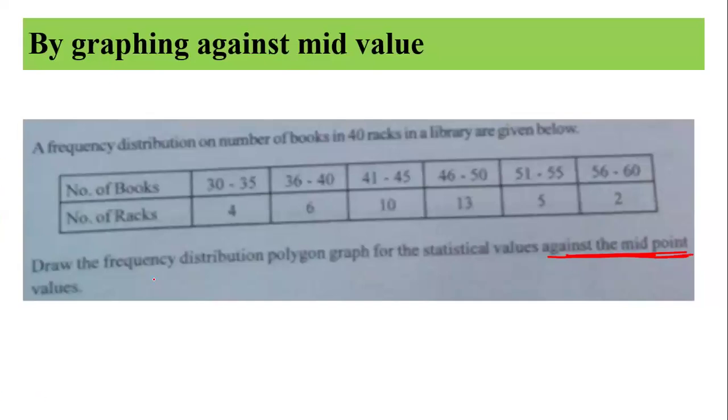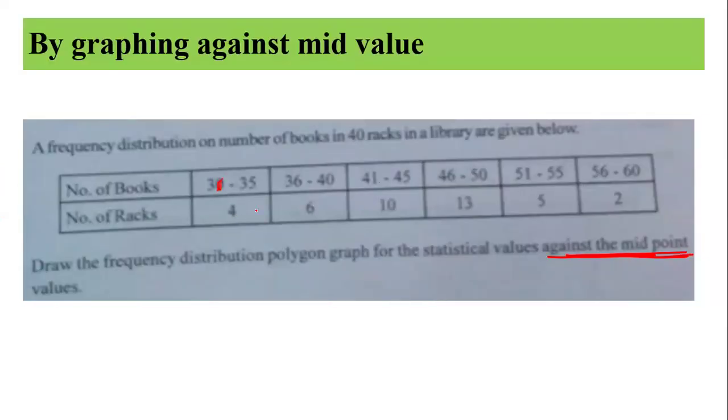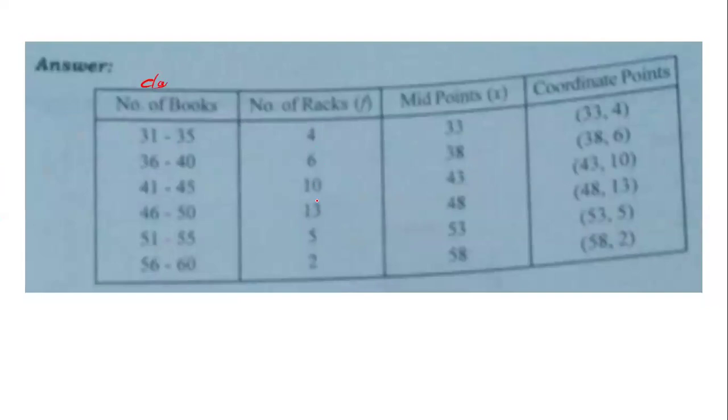Now, when you write this example also, please write 31. There is a mistake. It's not 30. It's 31, 41, 51 like this. Therefore, it should be 31. Now 31 to 35, 36 to 40, 41 to 45. Number of books, this is the class. And the frequencies we can write.